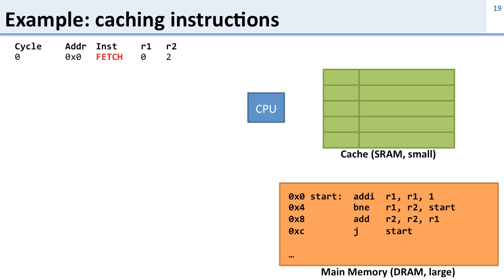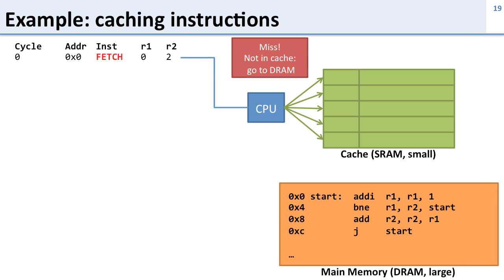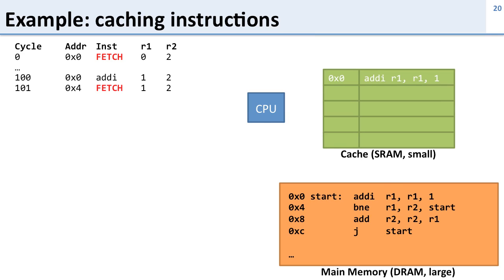So on cycle 0, we want to do instruction 0. So we need to go get that instruction. When we go get that instruction, the CPU is going to look in the cache, and it doesn't find it in the cache. It misses in the cache. So if it's not in the cache, we need to go to the DRAM. So the CPU is going to go to the DRAM, find that instruction, and load it into the cache. Now the DRAM is slow, so this is going to take 100 cycles. So what that means is that on cycle 100, we'll finally be ready to actually execute that instruction.